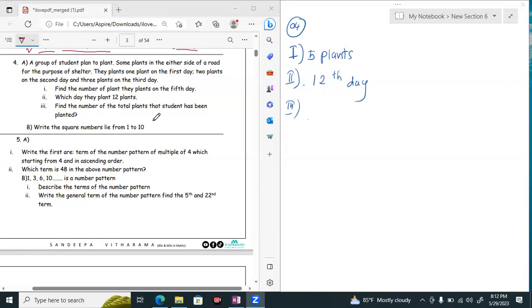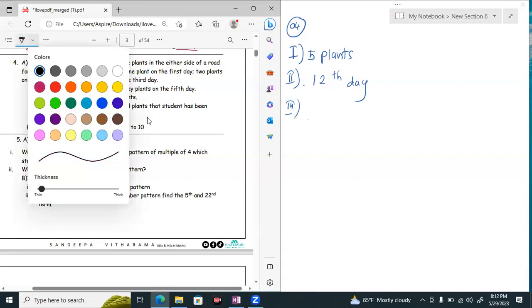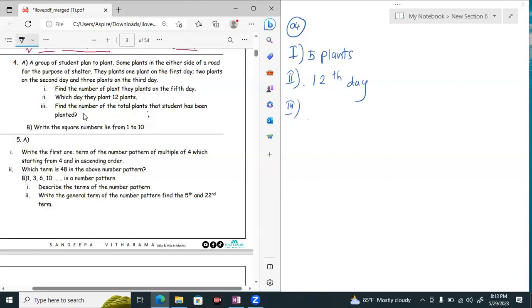It should be like this. Find the number of total plants that the student has planted at the end of the 12th day. There is a typing mistake with the question. It should be at the end of the 12th day. Correct it like that in your tute. Now you can find it.